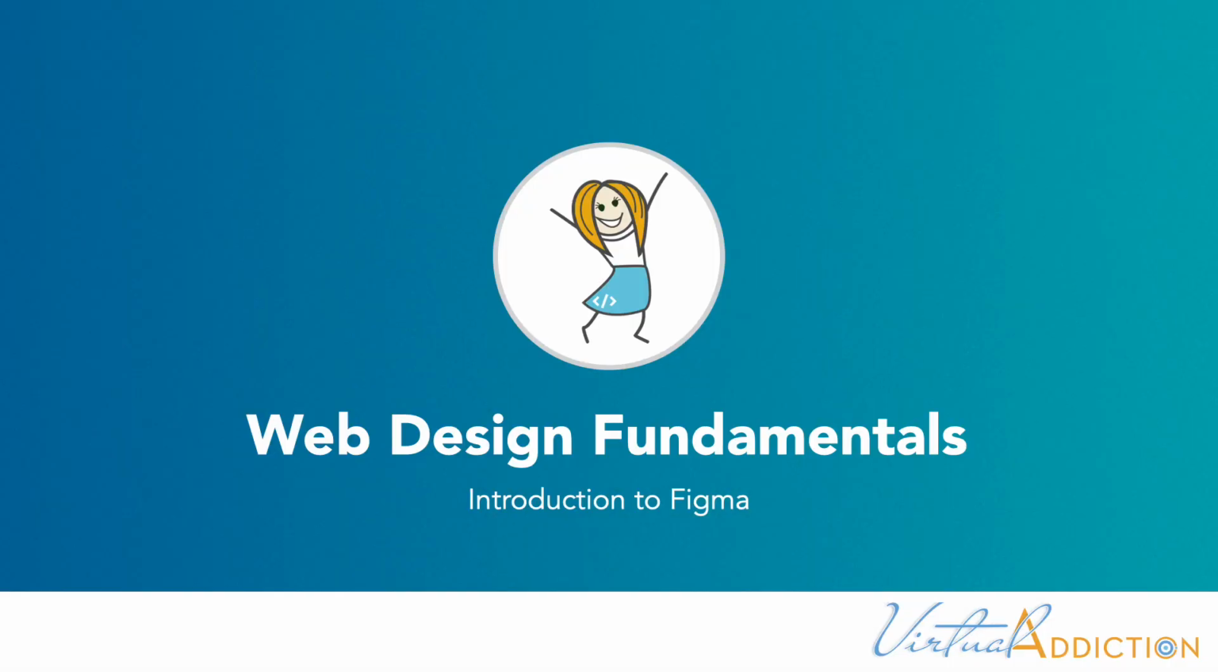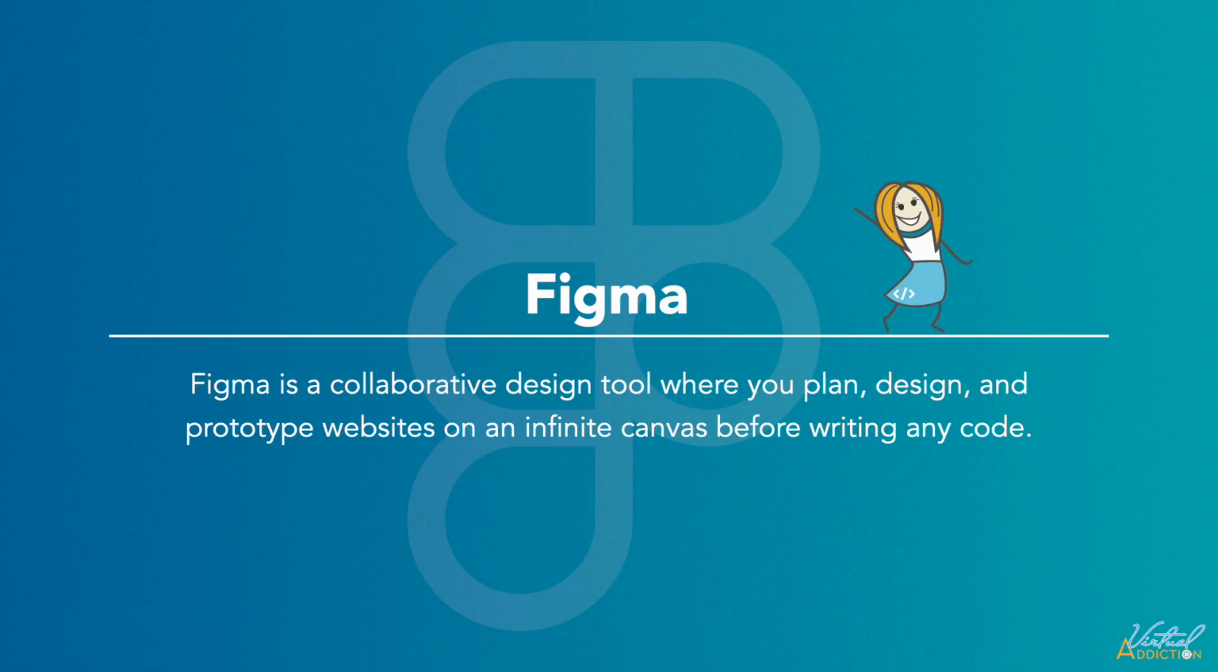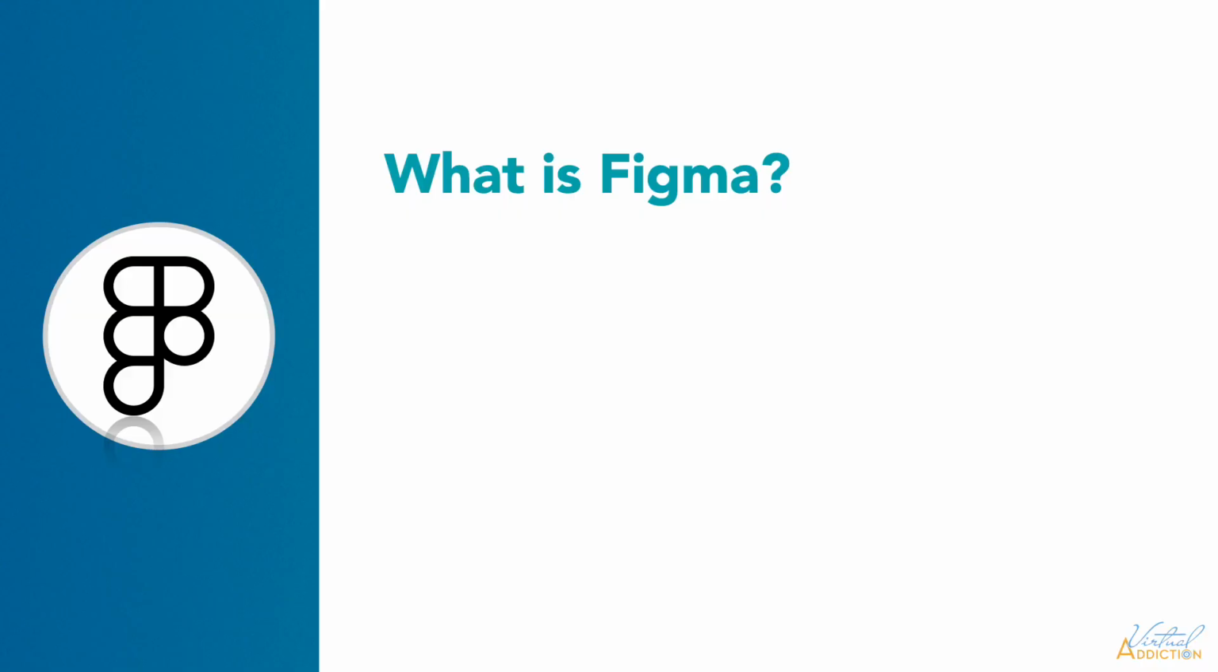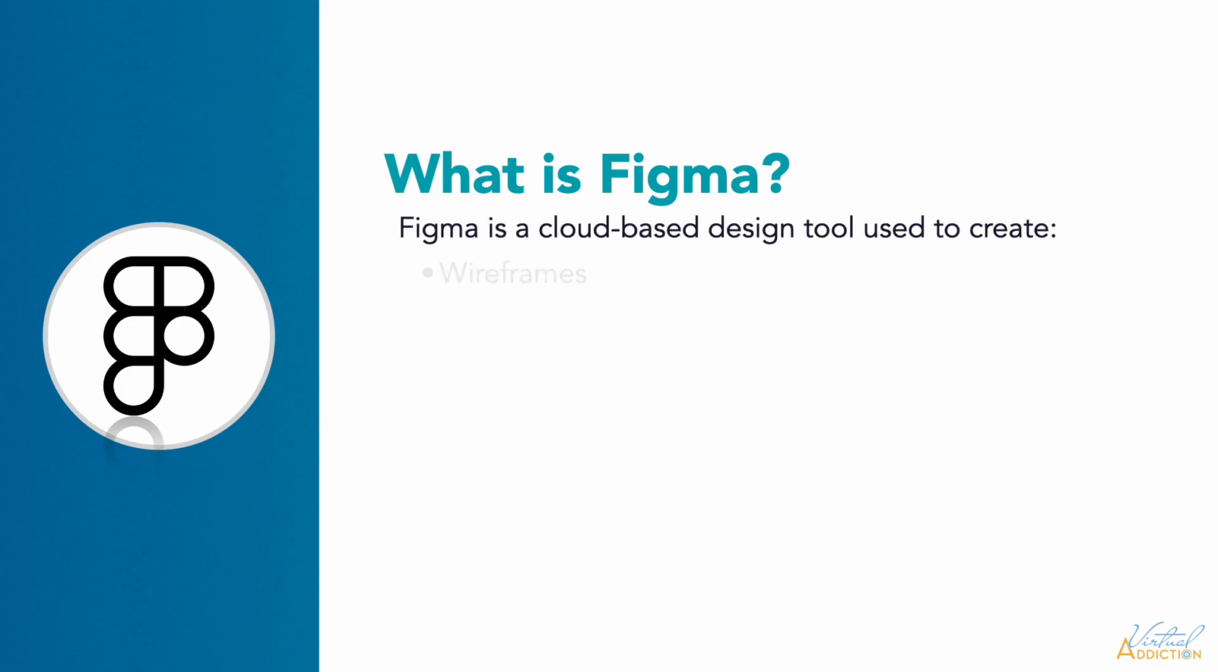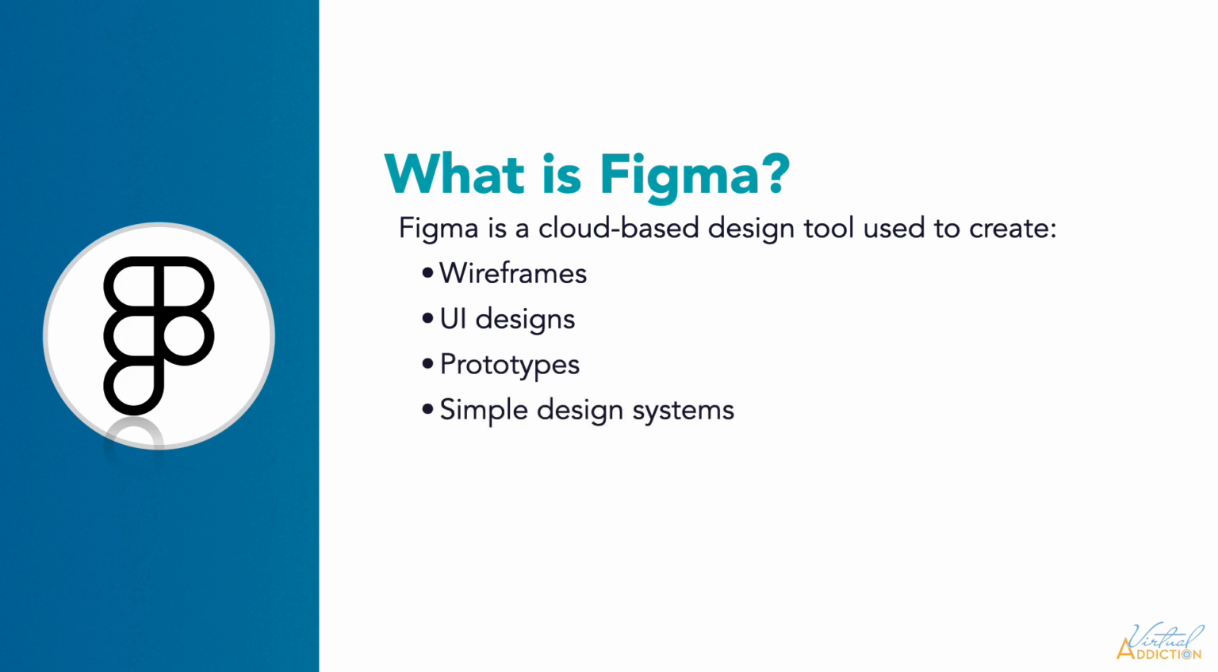We're going to be looking at a program called Figma. Figma is used to create UX deliverables for web development. Figma is basically a collaborative design tool where you can plan, design, and prototype websites on an infinite canvas before writing any code. Figma is a cloud-based design tool, and we use it to create things like wireframes, UI designs, prototypes, and simple design systems, just to name a few.